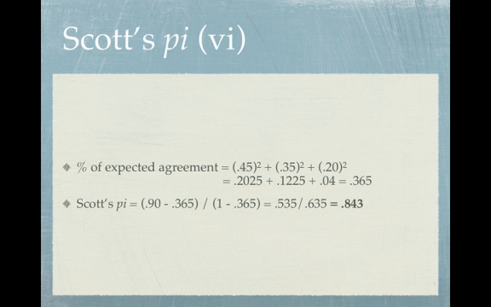And so in looking at Scott's Pi, we are subtracting expected agreement from observed agreement and then dividing it by 1 minus the percentage expected agreement. So our Scott's Pi reliability comes to 0.843, which is lower than what we would get with Holsti's formula, which would be 0.90. So this is a bit more conservative compared to Holsti's formula.